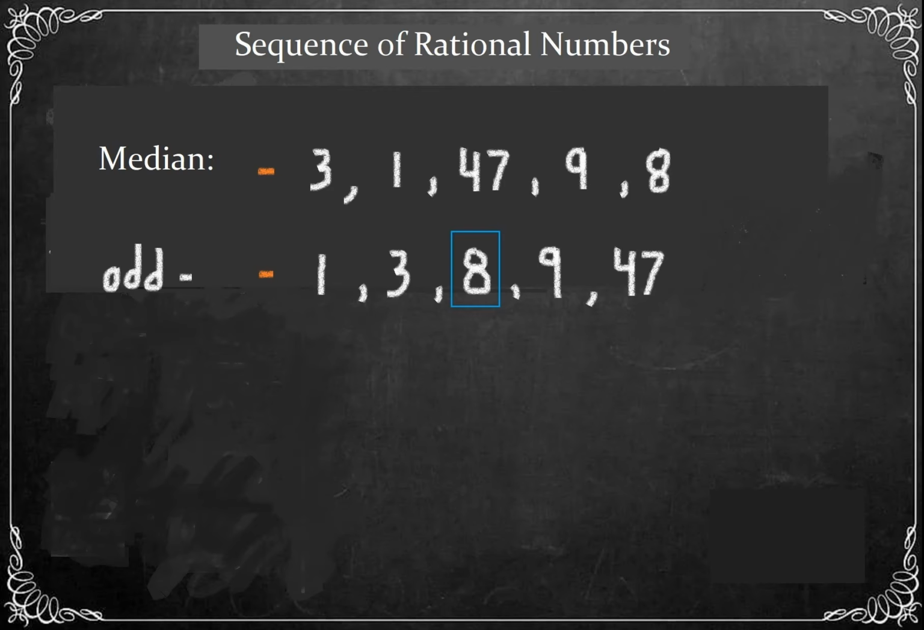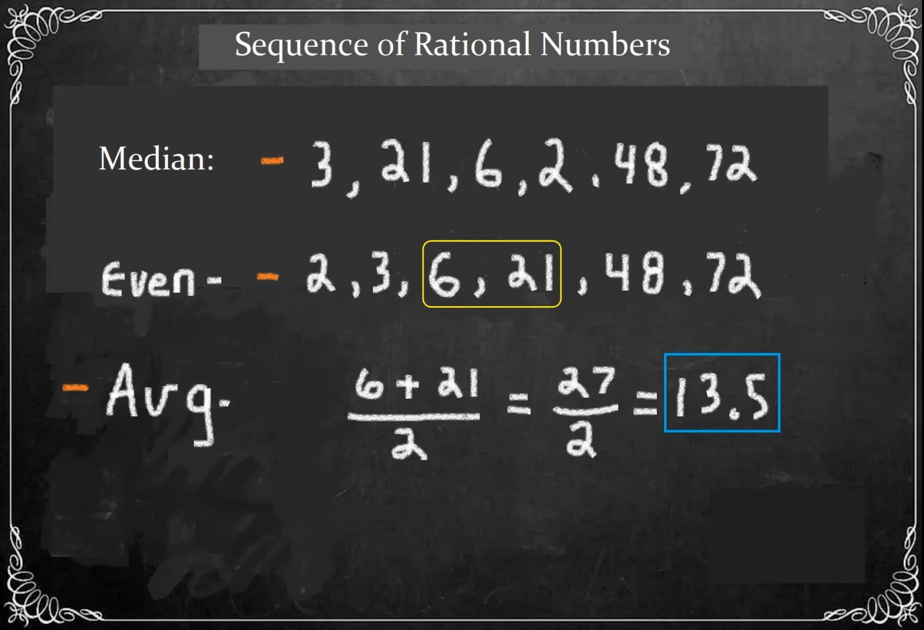First, the median is the middle value in a list of numbers that has been arranged in ascending order. We have the following list, 3 through 8, then we list them in ascending order. If there's an odd number of values, the median is the single middle number, which is 8. If there's an even number of values, the median is the average of the two middle numbers.